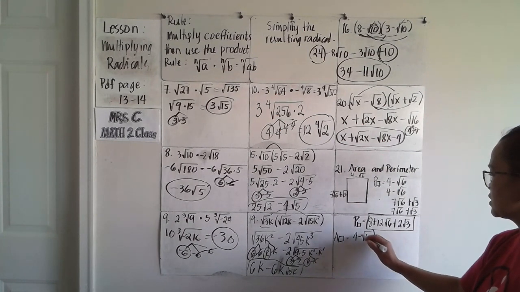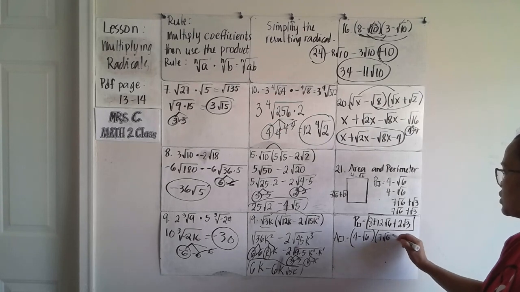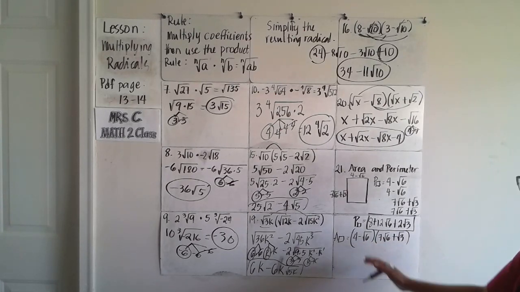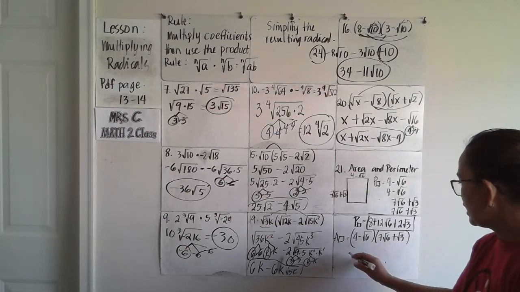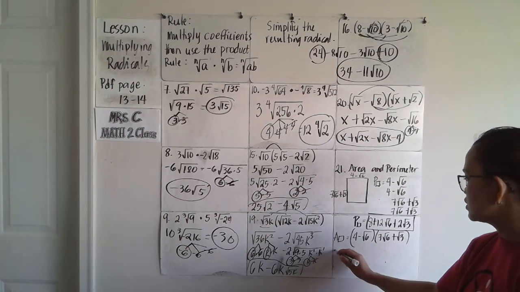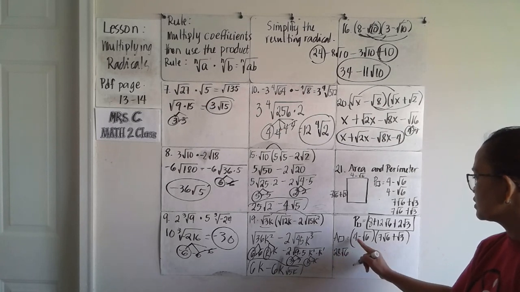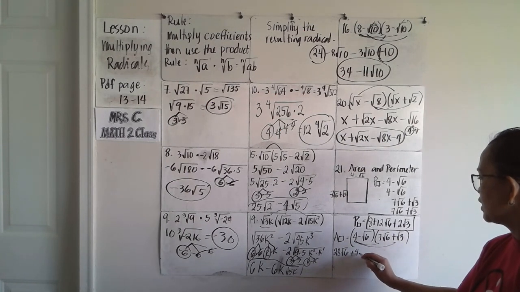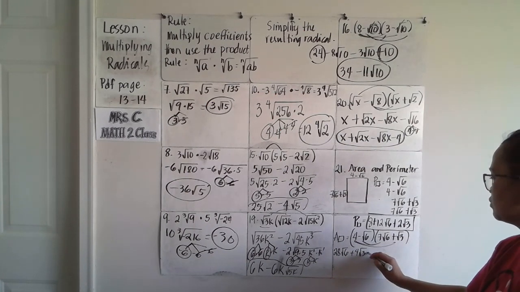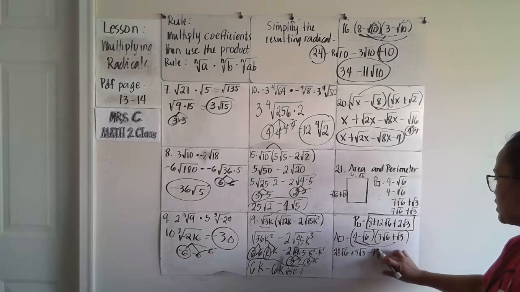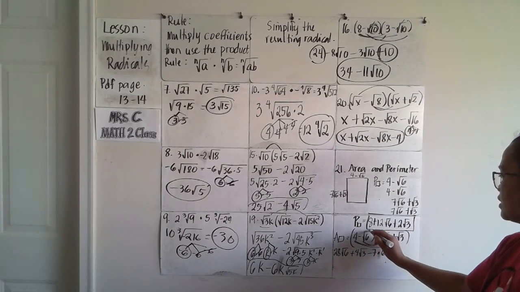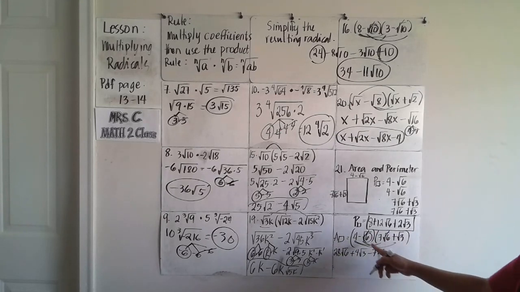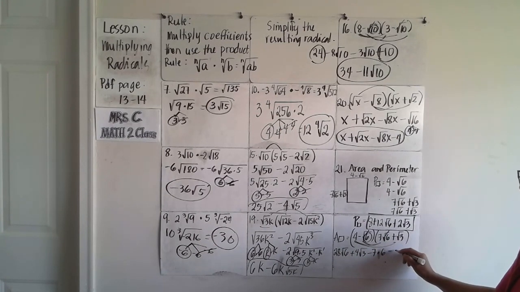4 minus square root of 6 times 7 square root of 6 plus square root of 3. So we need to use the FOIL method. So we're going to have 4 times 7 square root of 6 is 28 square root of 6. 4 times square root of 3 will give you 4 square root of 3. This and that will give you negative 7 times 6. Remember the magic. Cancels out. Take 1. And then negative square root of 6 times square root of 3 will give you negative square root of 18.